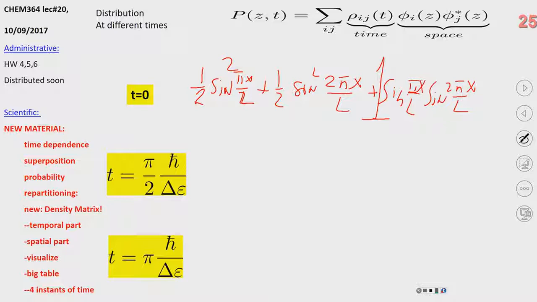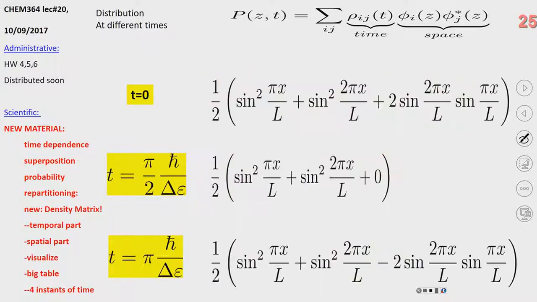For quarter period and half period, I can repeat the first two terms, they do not change, right? And here plus 0, and here will be minus 1 of this sine pi x and sine minus pi x. Let's check if I was correct. Yes. So we have squared here, and here we have product. Why do we have factor 2 here?